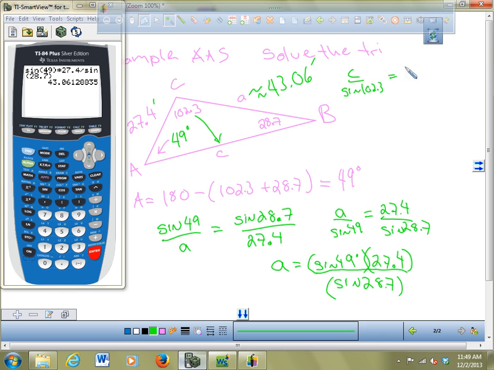And so then I have C is equal to 27.4 over sine of 28.7, and then you do that, and you would get that C is about equal to 55.75 feet.